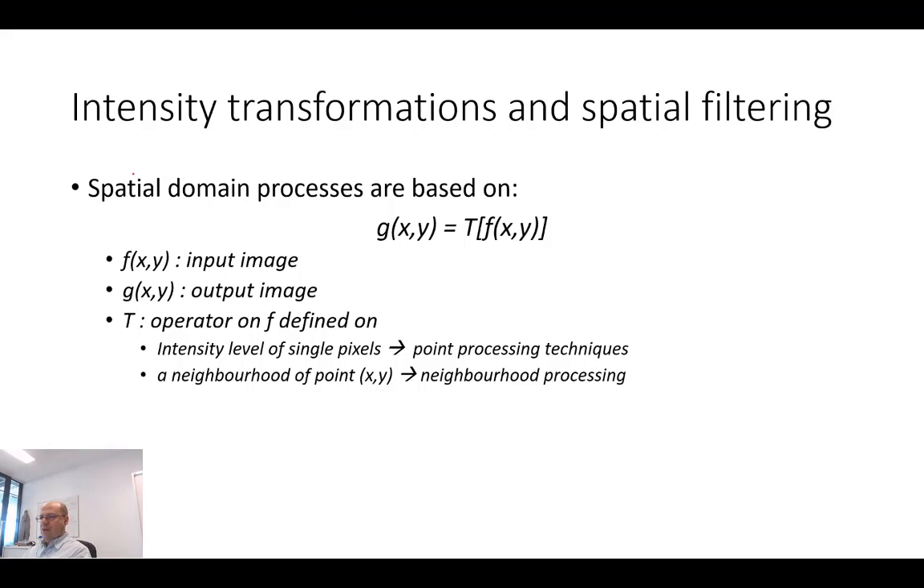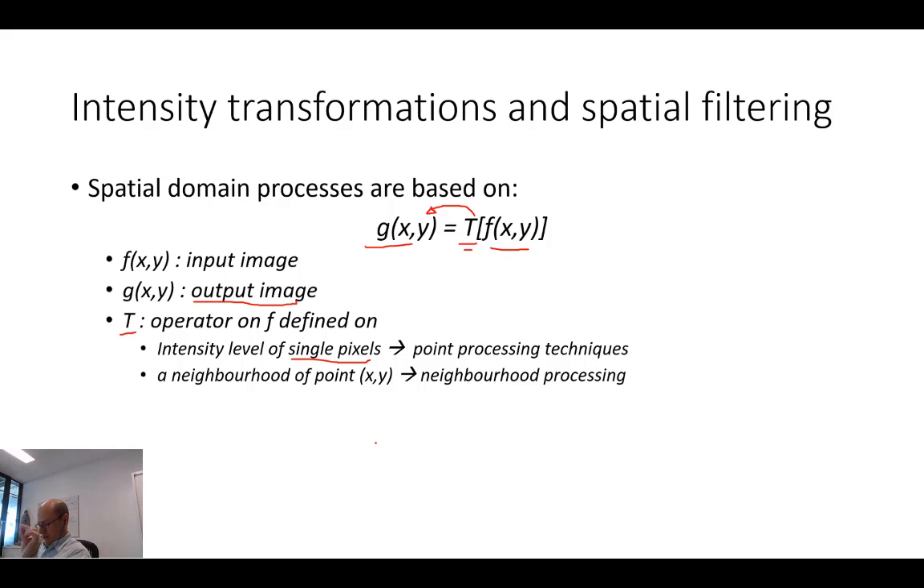We've learned from the previous lecture that spatial domain processes are based on the application of some sort of operator over the original image. And this operator is going to apply a transformation in the original image to generate an output image. That's this G here. And this operator T may be defined on single pixels, where we're going to apply it to each pixel in an image.